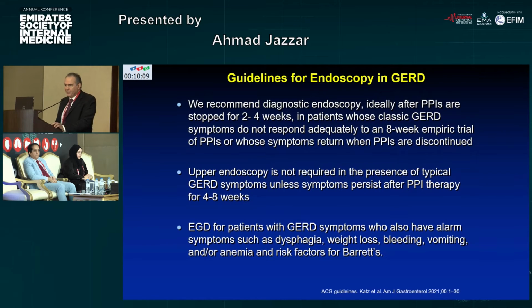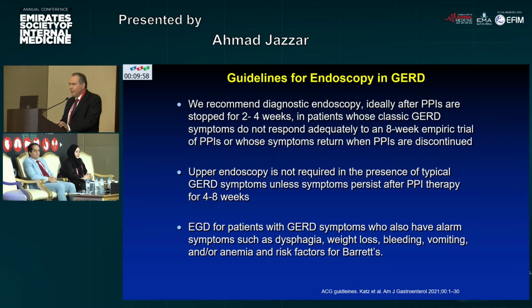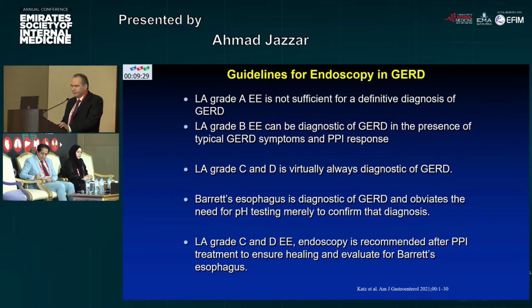So from the American College of Gastroenterology guidelines about when to do endoscopy, we recommend diagnostic endoscopy, ideally after PPIs are stopped for 2 to 4 weeks, in patients whose classic GERD symptoms do not respond adequately to an 8-week empiric trial of PPI or whose symptoms return when PPI are discontinued. Upper endoscopy is not required in the presence of typical GERD symptoms unless symptoms persist after PPI therapy for 4 to 8 weeks. And upper endoscopy for patients with GERD symptoms who also have alarm symptoms like dysphagia. Everybody with dysphagia should have an upper endoscopy. Weight loss, bleeding, vomiting, anemia, and risk factors for Barrett's, which I will discuss a little later.